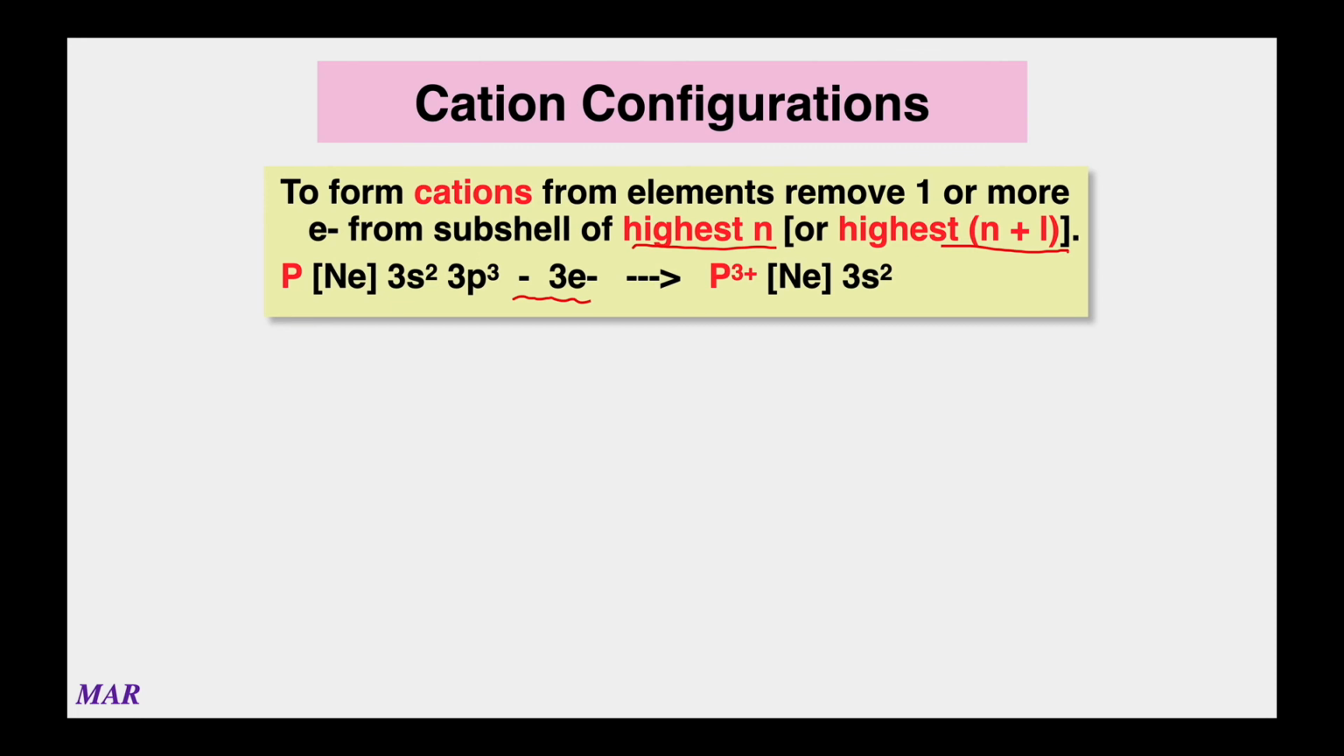Which of those do we pull them from? The second part says if it's a tie, highest n plus l. Highest n plus l basically means that last one in equals first one out. In this case, 3p would be higher n plus l than just 3s. So either way, you want to take them away from the 3p. Phosphorus 3+ would be neon 3s2.